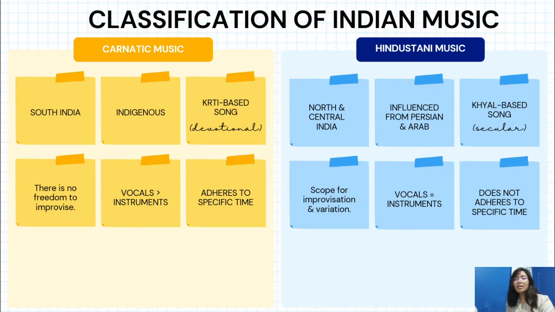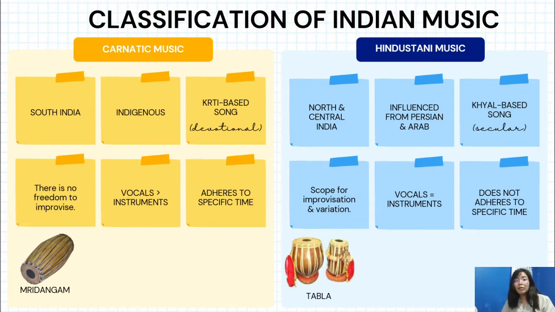Okay, so for the instrument, there is distinct instrument in both major tradition. For the Carnatic music, Mridangam is used as the rhythm keeper. So as you have noticed in the two videos, Mridangam is used in the Carnatic. For the Hindustani, they are using the tabla, the two barrel drums.